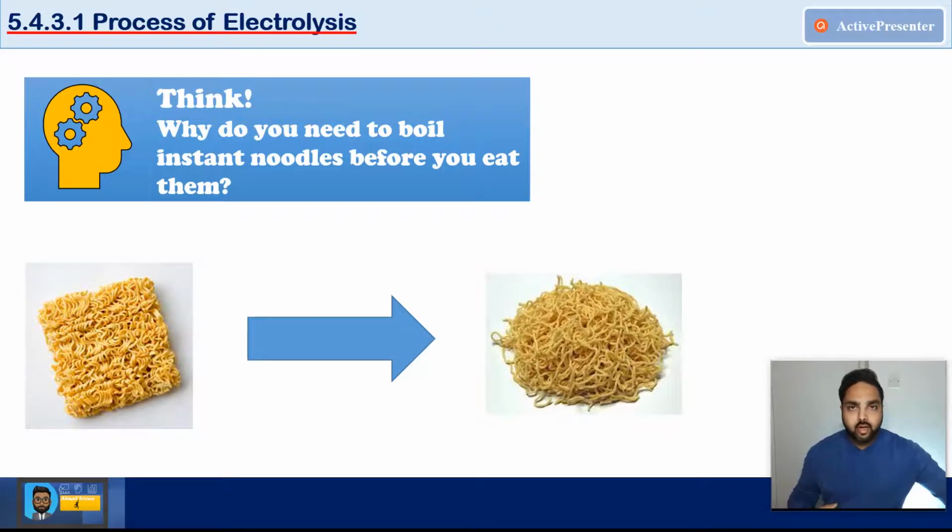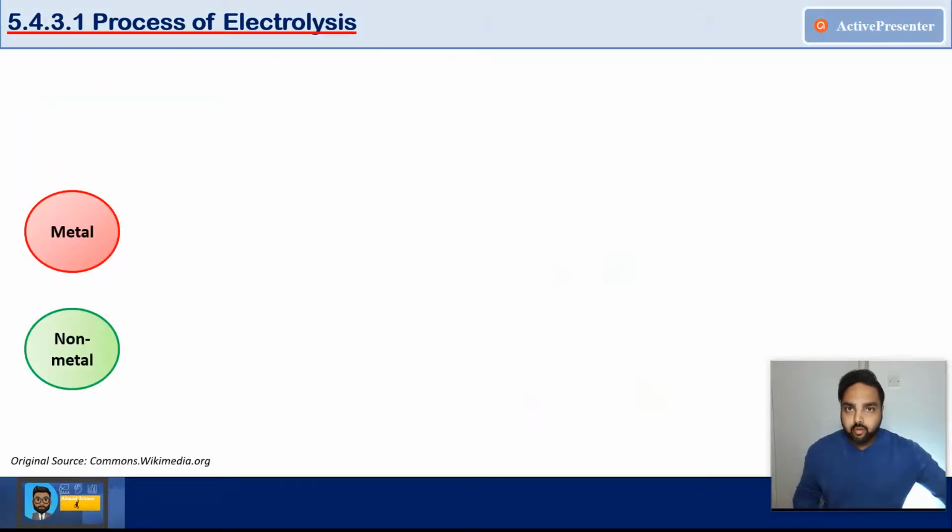Now, when we talk about electrolysis, we're talking about ionic bonding. So in ionic bonding, we've got a metal and a non-metal bonded together because there's been a transfer of electrons from the metal to the non-metal. So the metal becomes positive because it's lost electrons. If you lose negativity, you become more positive. And the non-metal has gained electrons. So if you gain negative charges, you become more negative.